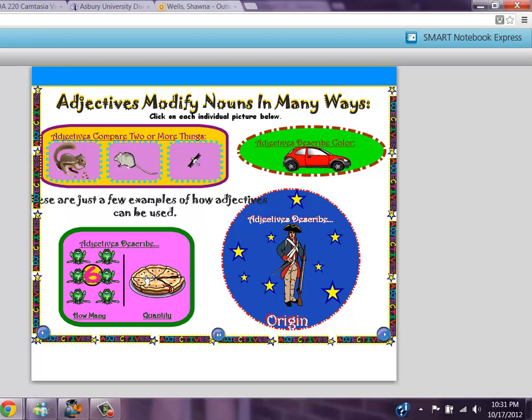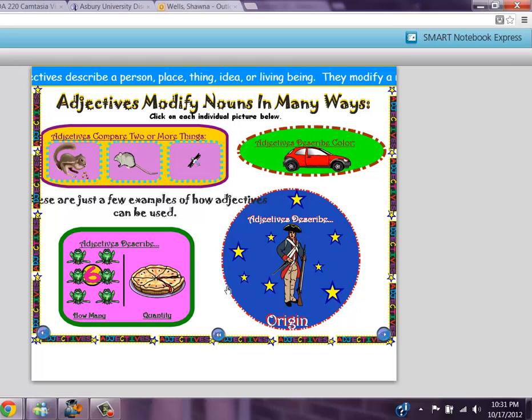Several. There are several pieces of pie on the plate. Origin. Could this be where we're from? American. He is an American soldier.